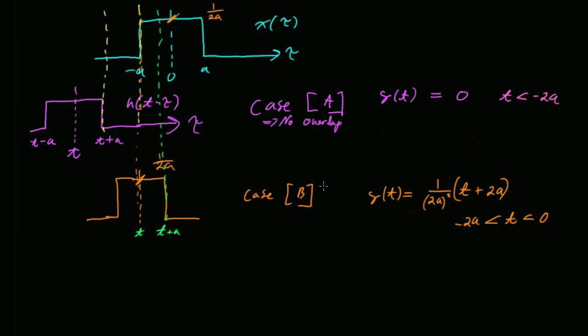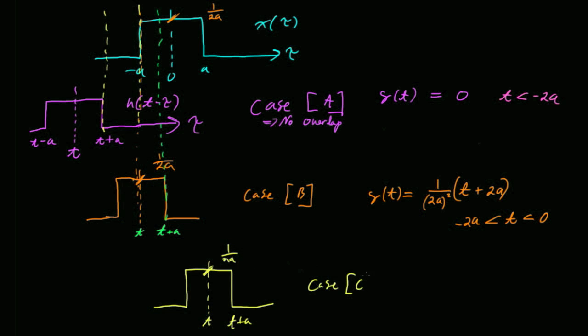Okay, so let's move to case C. Case C now is going to be when my rectangle is shifted over even more. All right, see how this is different now? Well, first of all, let's just set up the integral. Then we'll define what values of t it applies for.